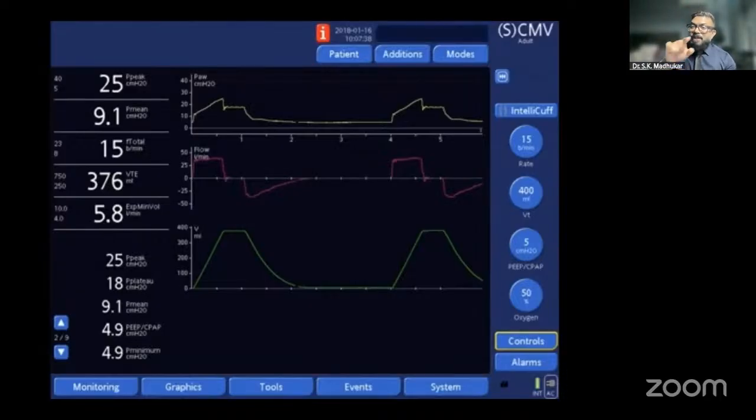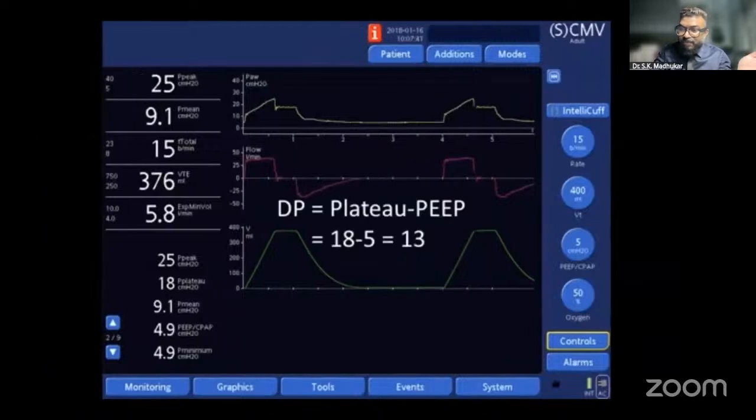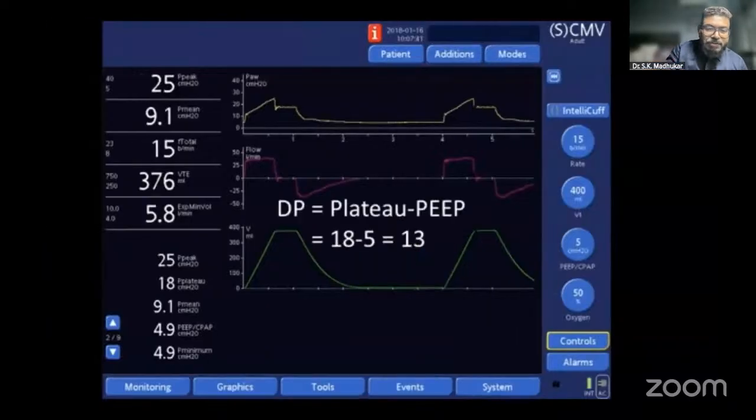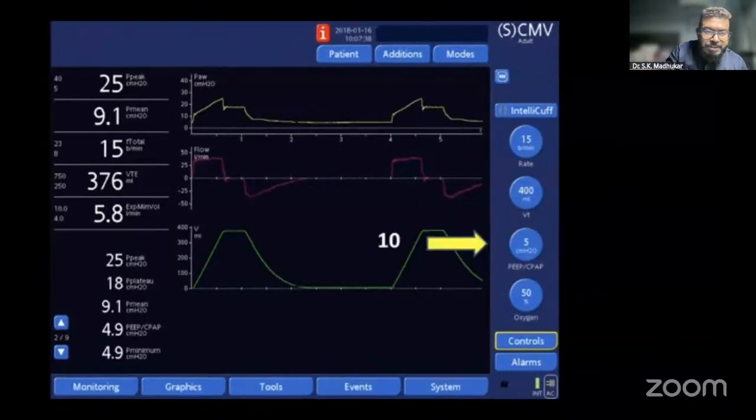Now you start increasing the PEEP, as we have learned how we have to ventilate the patient, guiding the compliance with the tidal volume. Now you will increase the PEEP. Suppose you increase the PEEP from 5 to 10. See, is there an increase in the plateau pressure? The plateau pressure doesn't increase. So you have increased the PEEP, and the plateau pressure doesn't increase.